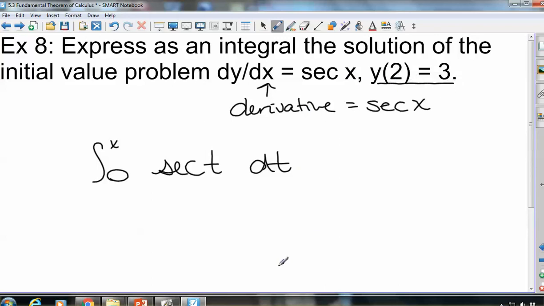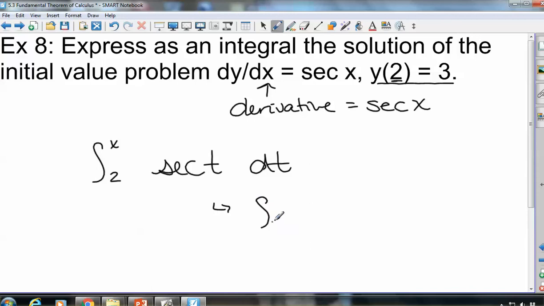This is telling me something that has to be true. y of 2 is equal to 3. If we want to make our problem as easy as possible, let's make this constant the same as the constant here. So let's do the integral from 2 to x. Okay, so far the first requirement is still met. The derivative of this is secant x. y of 2 equals 3. It's saying when I plug a 2 in for x in this problem, I have to get 3 for my answer.